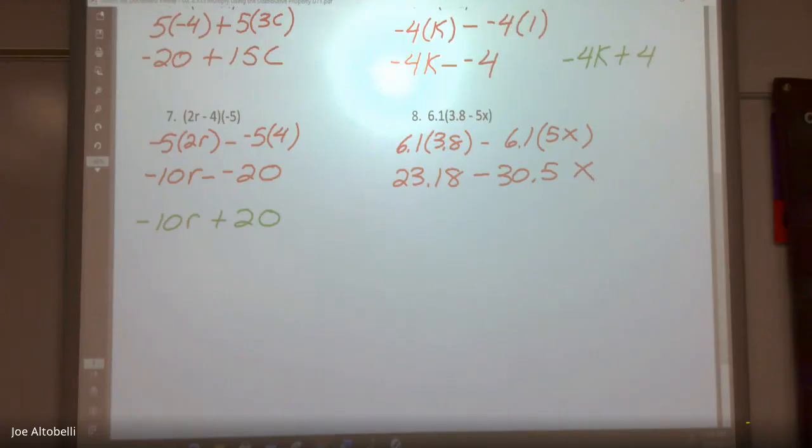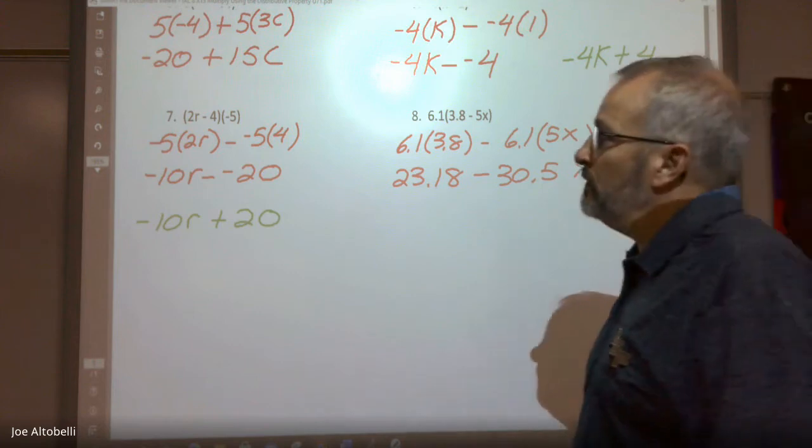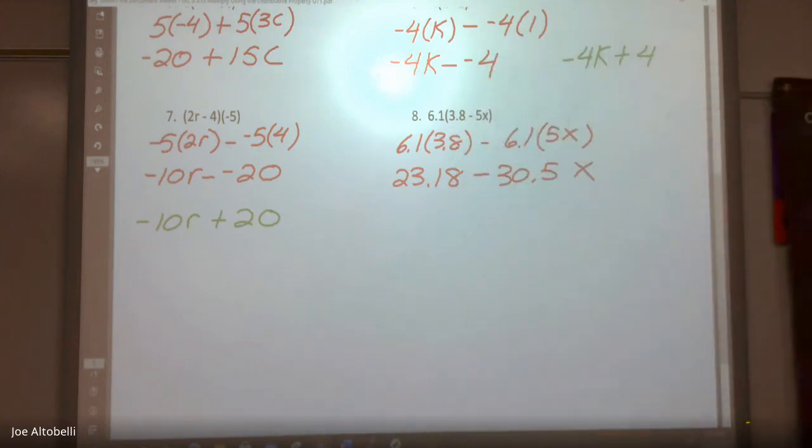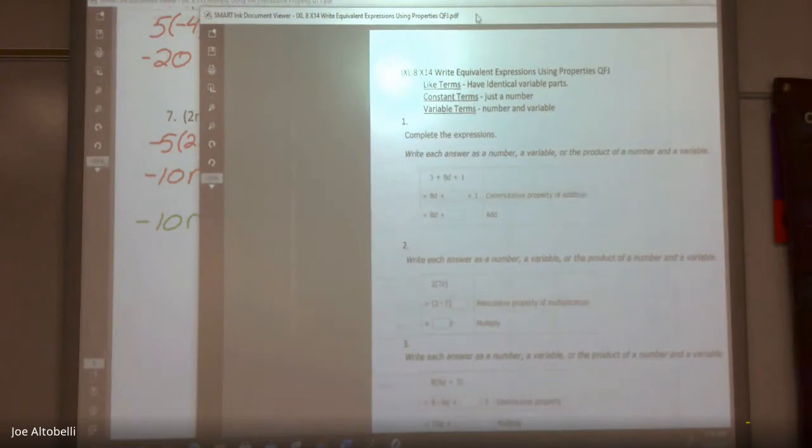All right, so let's go to X14. Now that's the one that when we make copies, it didn't copy through very well. But X14, please. You'll be able to see it better on mine.